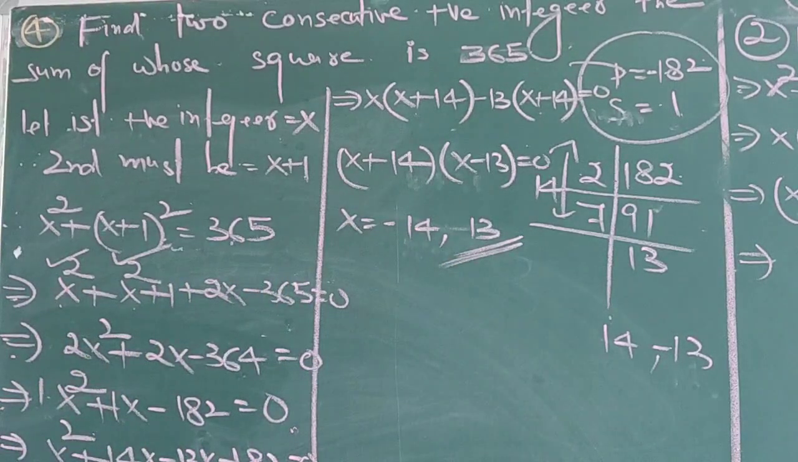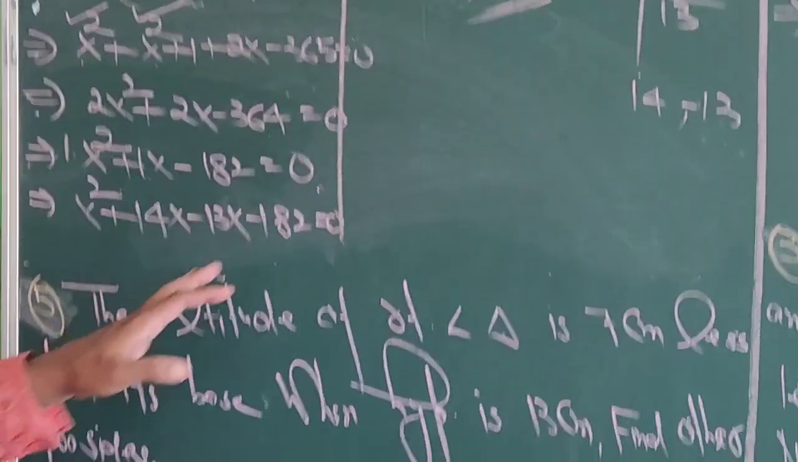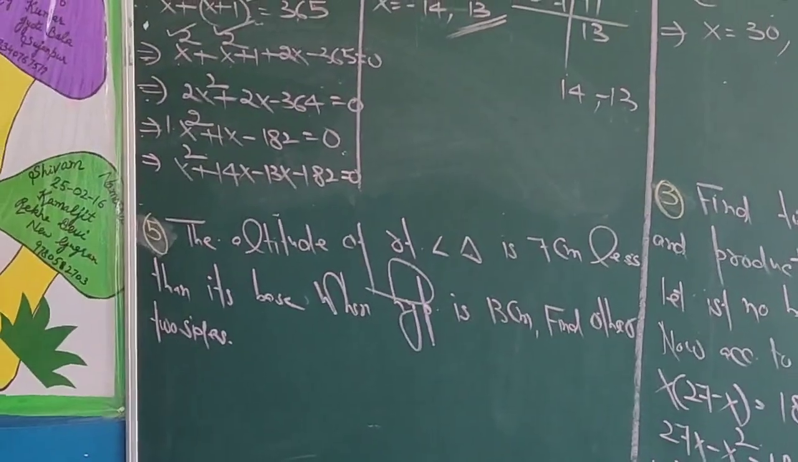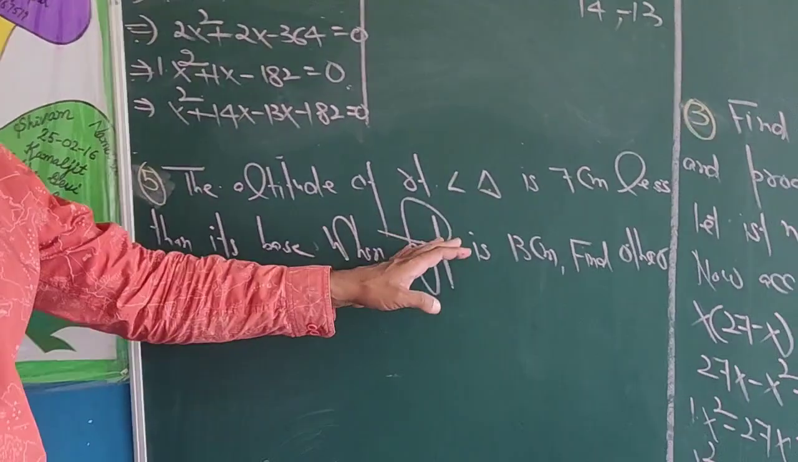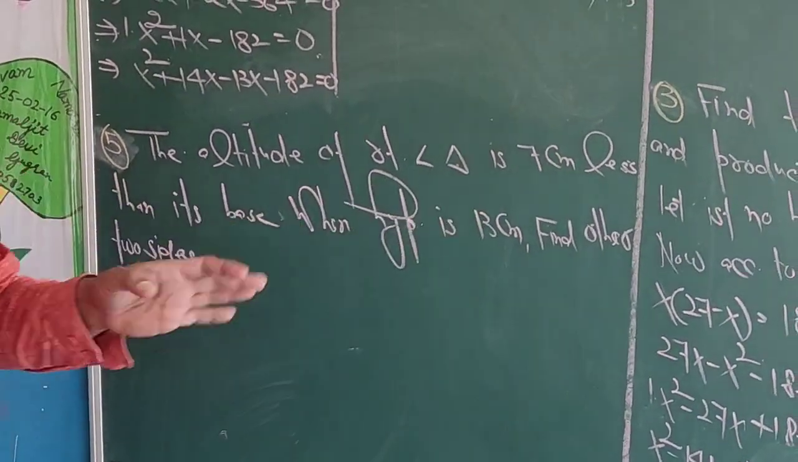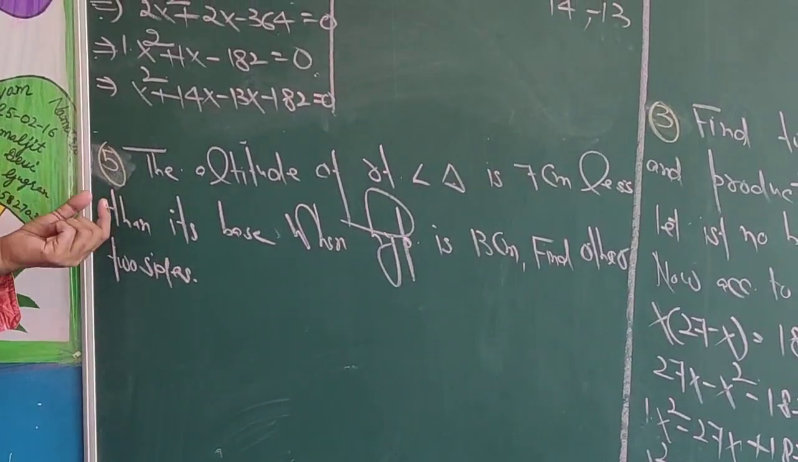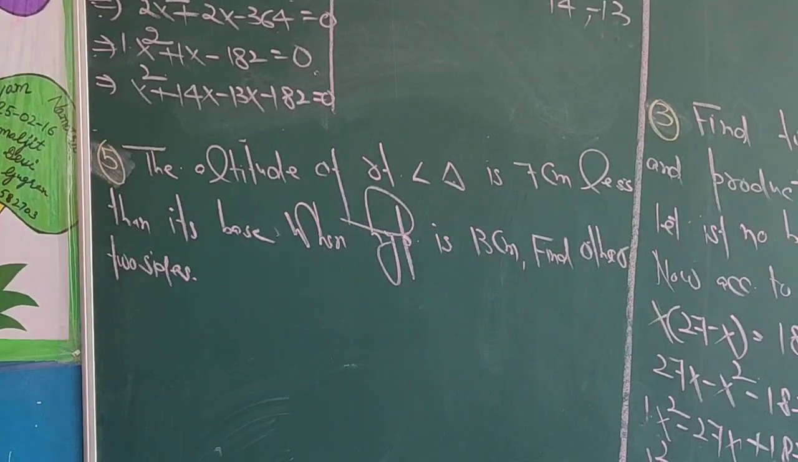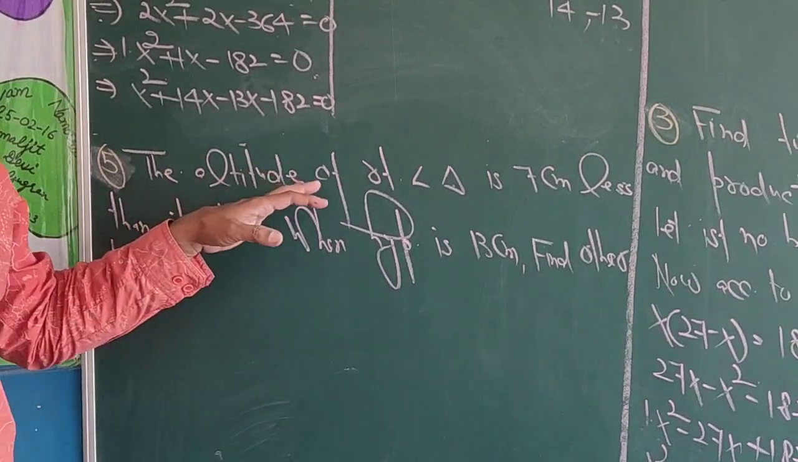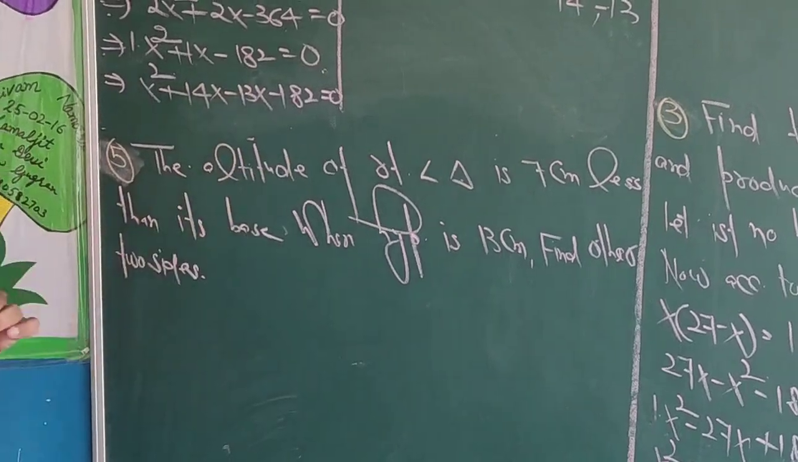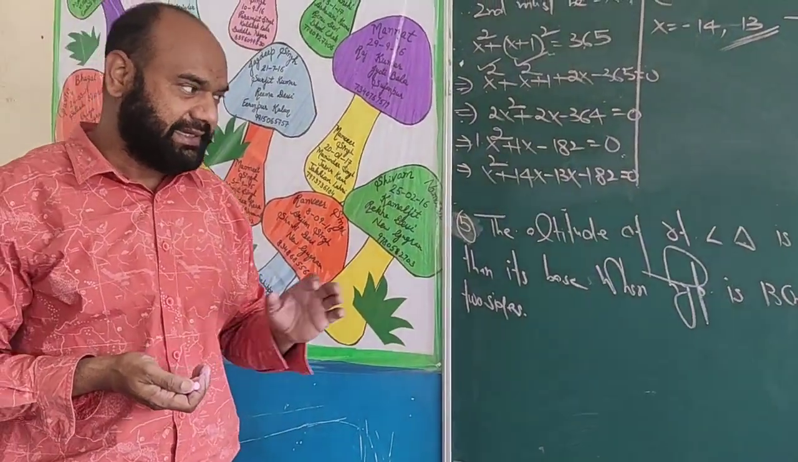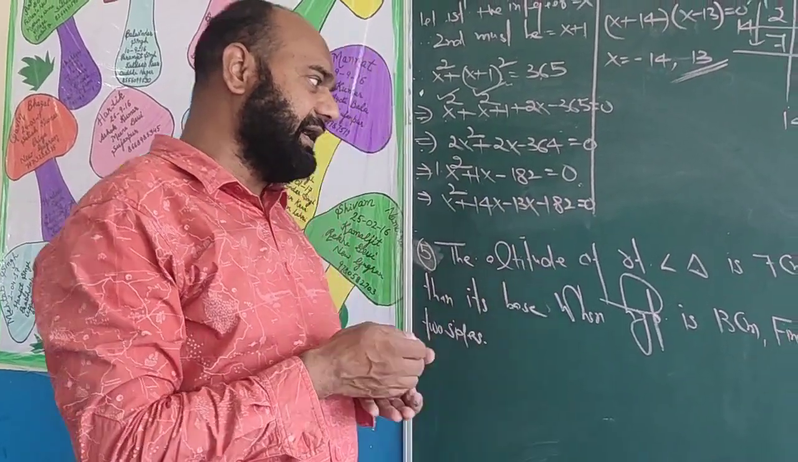Now the next question: the altitude of a right angle triangle is 7 cm less than its base. When the hypotenuse is 13 cm, find the other two sides. In this question we are given the relation of altitude and base, and the hypotenuse is directly given in centimeters, and then we find the base and altitude.